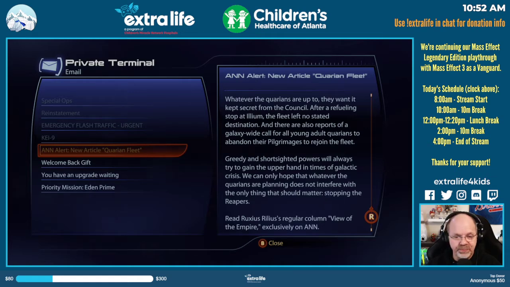Greedy and short-sighted powers will always try to gain the upper hand in times of galactic crisis. We can only hope that whatever the Quarians are planning does not interfere with the only thing that should matter: stopping the Reapers. Read Ruxius Rilius's regular column of View of the Empire, exclusively on ANN.